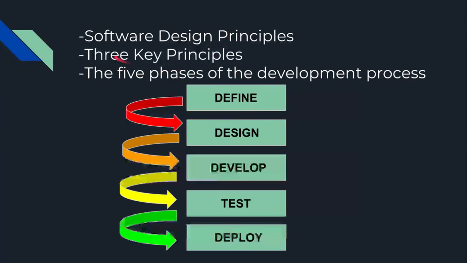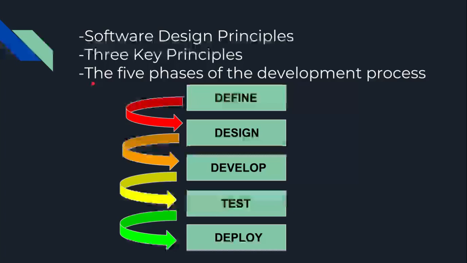So let's talk about software design principles. Let's say that there are 3 key principles: use a proven development process, get feedback to improve design, and use refining iterations. And those are the 3 key principles.